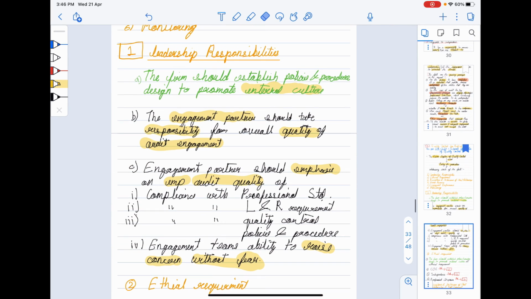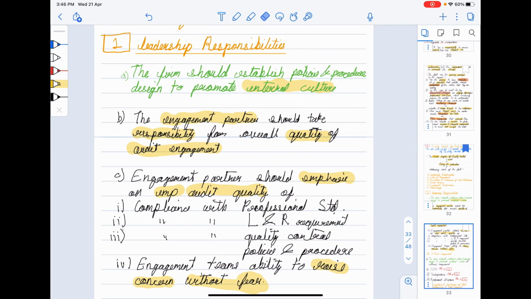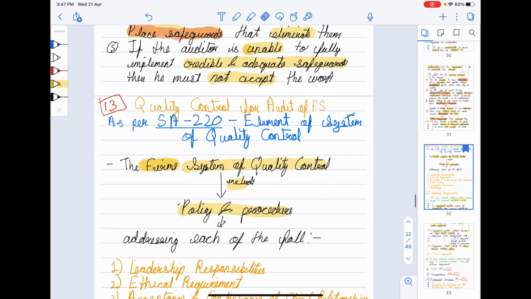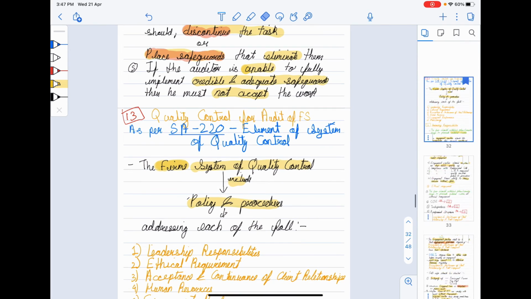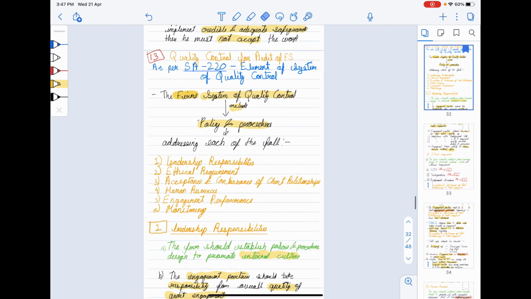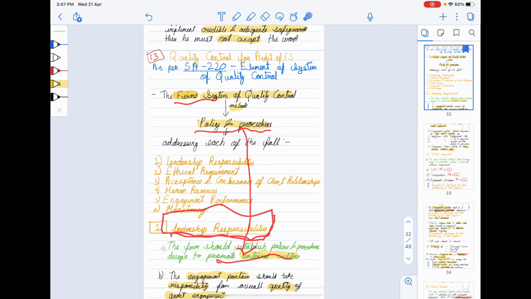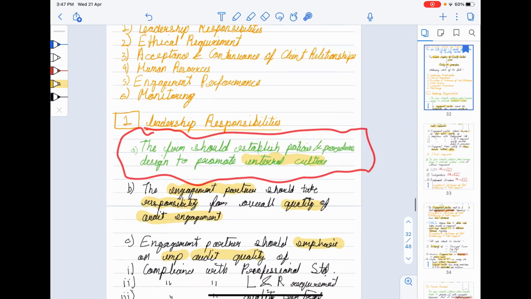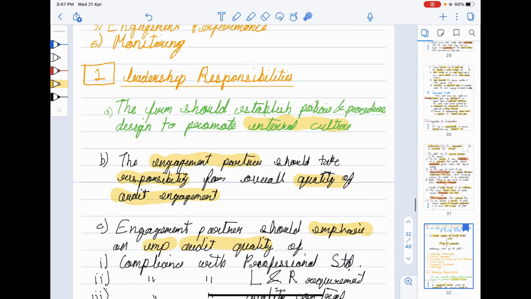So what is our first one? First one is leadership responsibility. So the firm should establish policies and procedures. Here we are talking about the firm's system of quality control, which includes policies and procedures addressing this. The firm establishes policies and procedures designed to promote internal culture when addressing leadership qualities. So that's why this point is common in all answers. It came from here. The firm should establish policies and procedures designed to promote internal control.